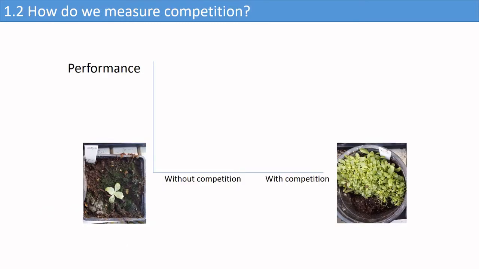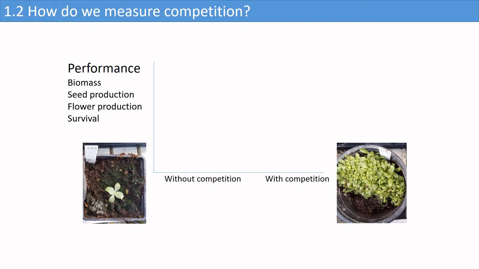So how do we measure competition? In order to have an experimental design that reliably proves the existence of competition, you need to have a comparison of the performance of plants grown without competition and with competition. Now, performance of plants can be any kind of trait that tells you how good or how bad the plant is in a given environment. So it can be the biomass, the production of seeds, the production of flowers, the survival of the plants. All of these are traits related to fitness.